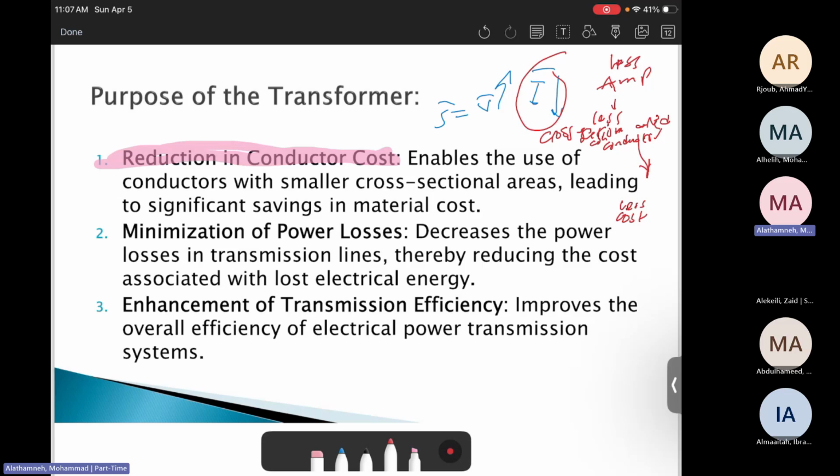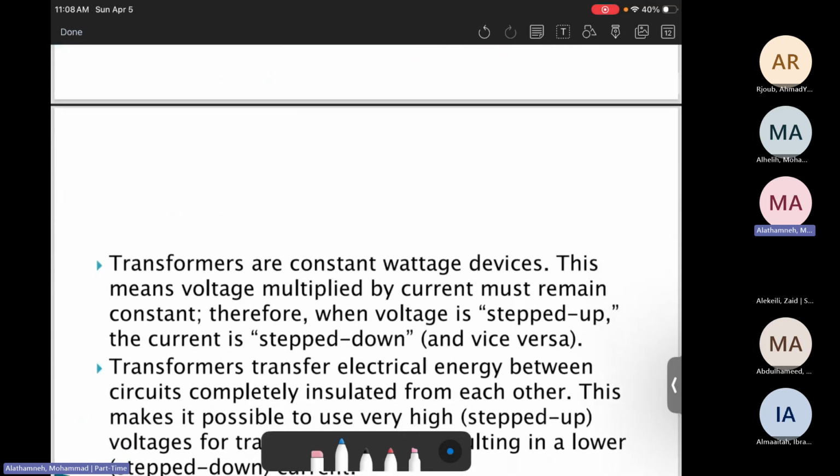Minimization of the power losses, because the power losses equal I squared times R. Once you decrease I, what will happen to the losses? They will go down. How to decrease I? By increasing the voltage. Increasing the voltage will decrease the currents. The other thing, enhancement of the transmission line efficiency, because if you didn't step up the voltage, there will be a lot of losses, so many losses inside the power line. Therefore, we will need to increase the efficiency by adding this.